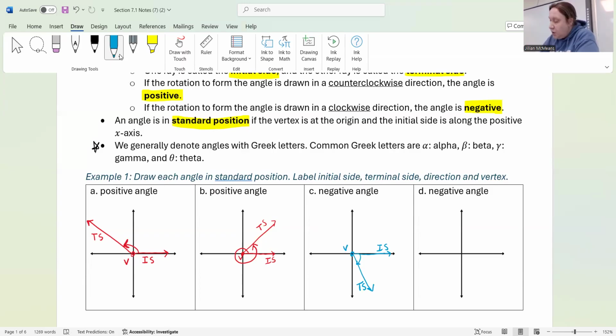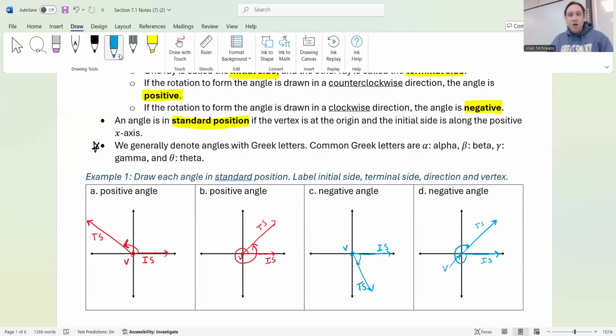Okay, let's do one more negative angle. So we have our vertex, we have our initial side, and let's say we sweep around, sweep around, sweep around, sweep around, and we decide to stop here. So we've drawn the direction already. We have our initial side, our terminal side, and our vertex.